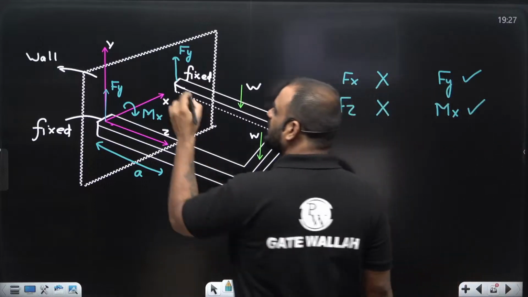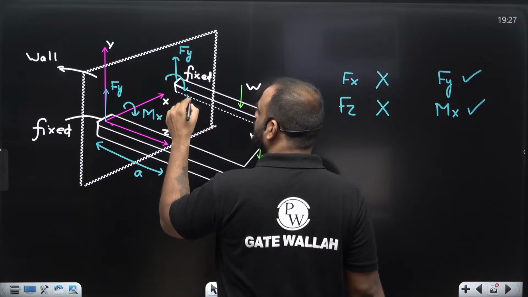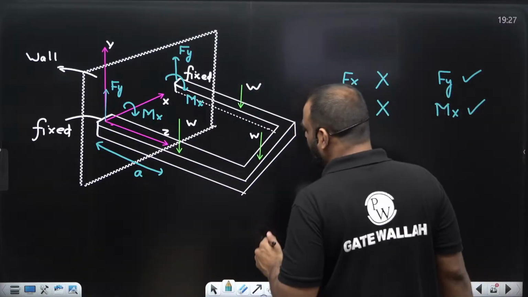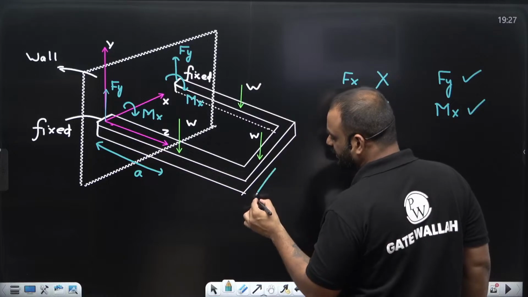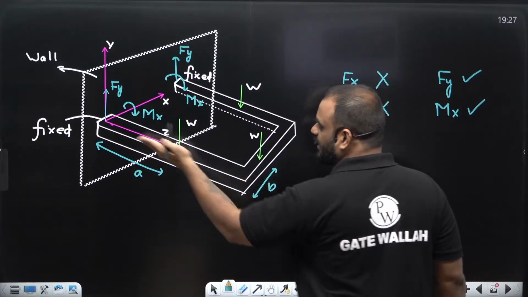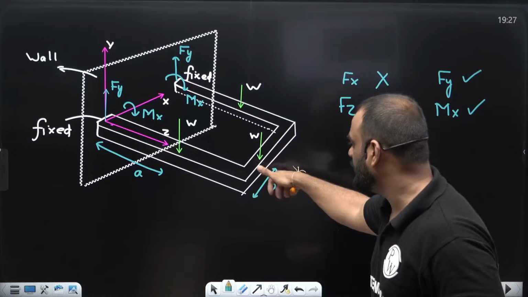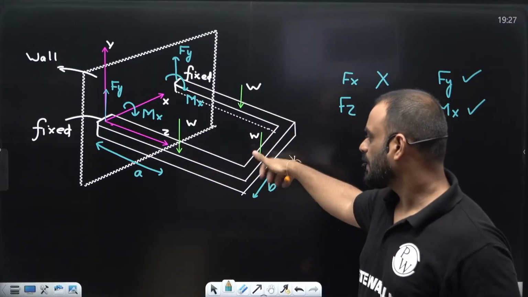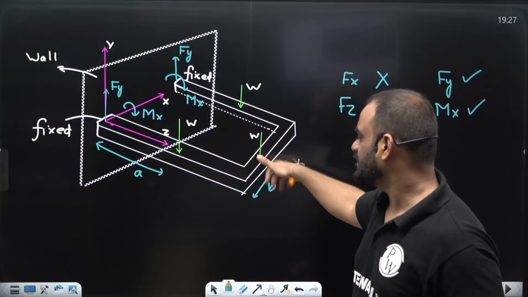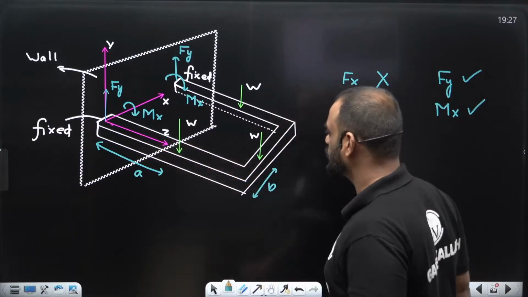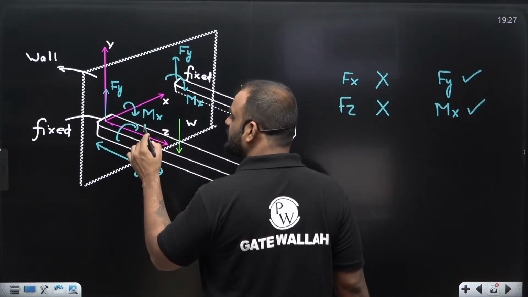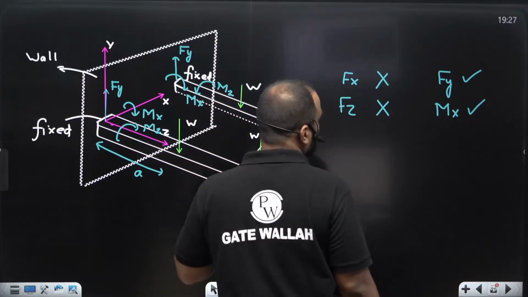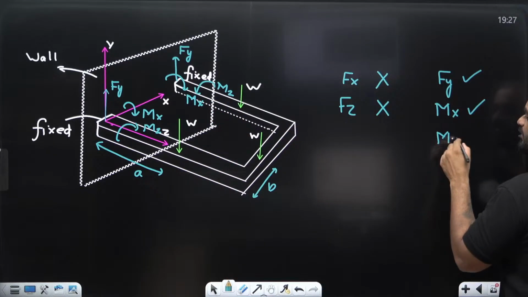Similarly, we'll have Mx at this support also. In the same way, you can understand this W. Let us consider it has a certain distance b with respect to this z-axis. So it is trying to develop a moment W into b about this particular z-axis, which is Wb about the z-axis. So in this case Mz will develop. Similarly, Mz will develop here also.